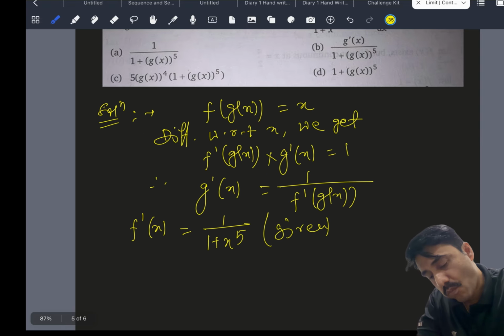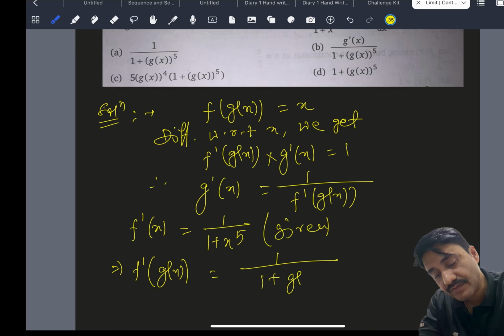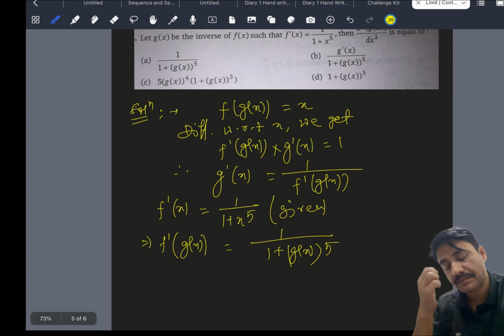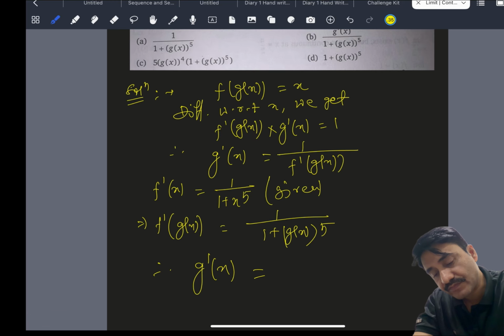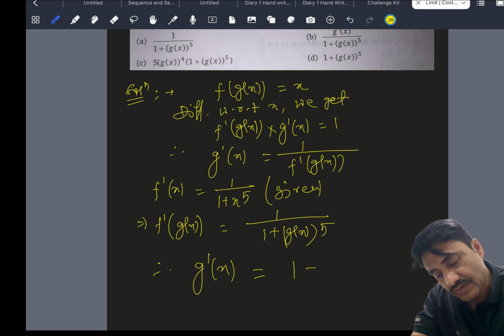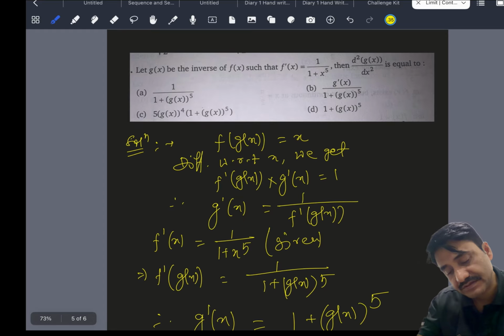So f dash g(x) will be 1 by 1 plus g(x) raised to 5. Therefore g dash x is equal to 1 plus g(x) raised to 5. This is the value of g dash x.